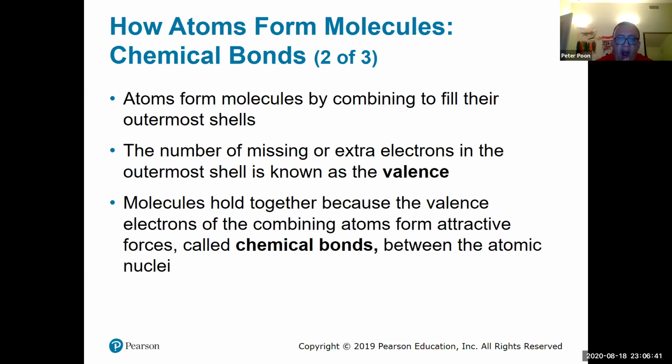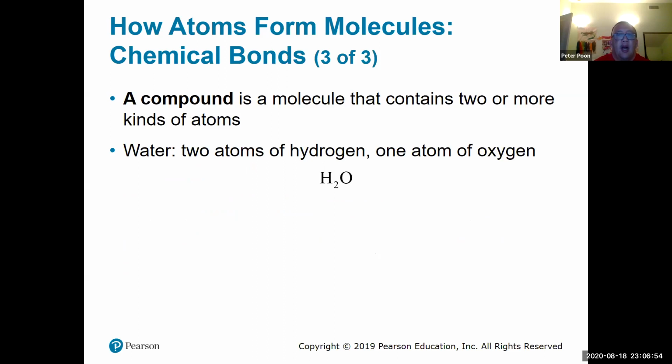Molecules hold together because valence electrons of combining atoms form attractive forces called chemical bonds between atomic nuclei. A compound is a molecule made of two or more kinds of atoms. For example, water.